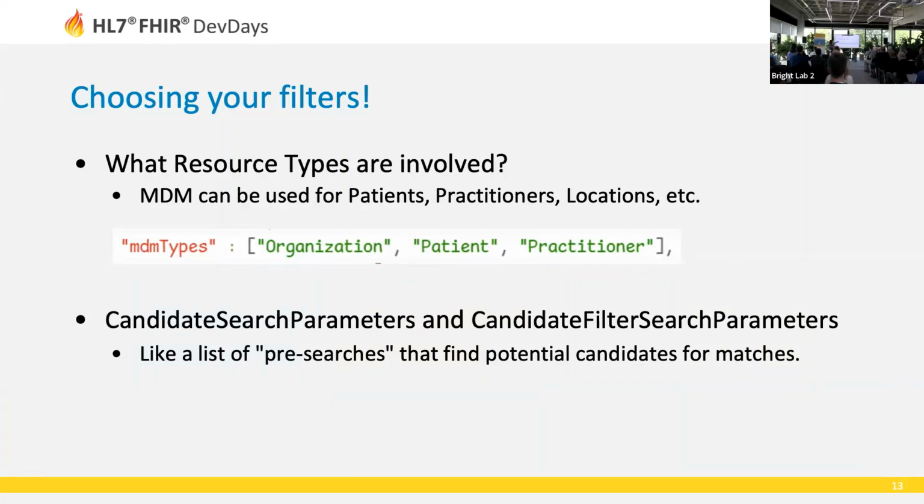So here in MDM types, you can define what you want to look at further in your MDM and really set filters. Here I specify organization, patient, and practitioner. So when immunization comes in, I'm not going to find a match for it because I didn't define it here. I will create a golden record for it right away.